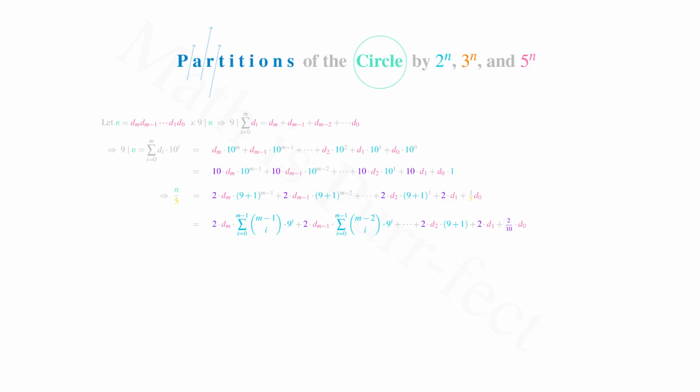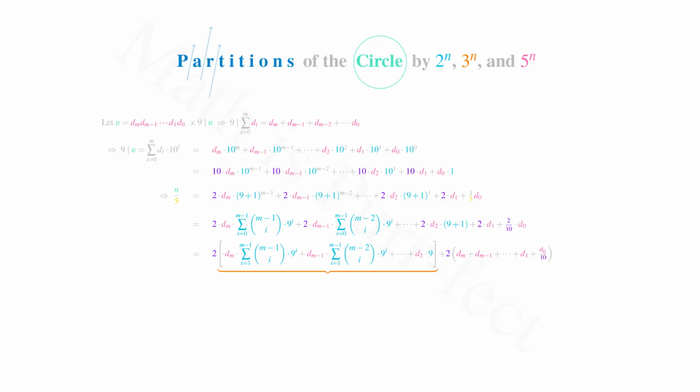d naught. Once again, let's take off the 0 indexed first term of each sum and factor out the 2 simultaneously. This gives us 2 times the quantity d sub m times the sum as index counts from 1 to m minus 1 of (m minus 1 choose index) times 9 raised to the index, plus d sub m minus 1 times the sum as index counts from 1 to m minus 2 of (m minus 2 choose index) times 9 raised to the index, plus ... plus d sub 2 times 9, to which we add 2 times the quantity d sub m plus d sub m minus 1 plus ... plus d sub 1 plus d naught over 10, where each of the d sub m through d sub 2 came from the first term of each binomial sum.